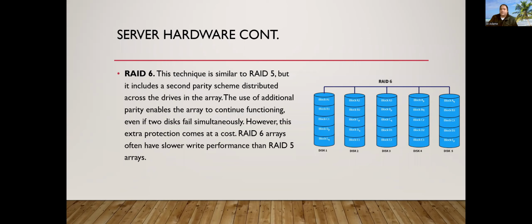This is true. That's why if 2 disks fail simultaneously, let's say disks 1 and 2 fail, you can still read 3, 4, and 5. You're good. You're golden. It works. However, this extra protection comes at a cost. RAID 6 arrays often have slower write performance than RAID 5 arrays. So it's not as slow as molasses, but it's pretty slow.